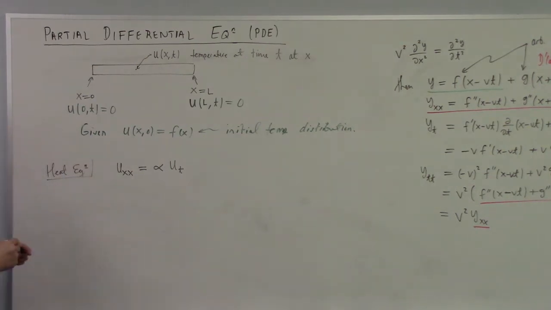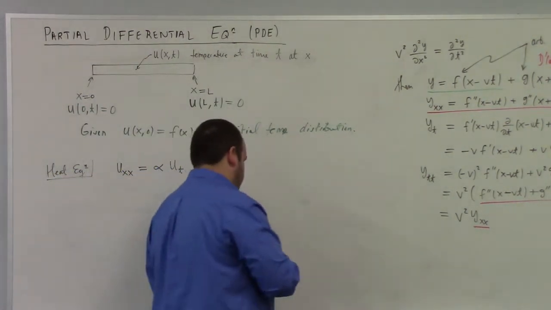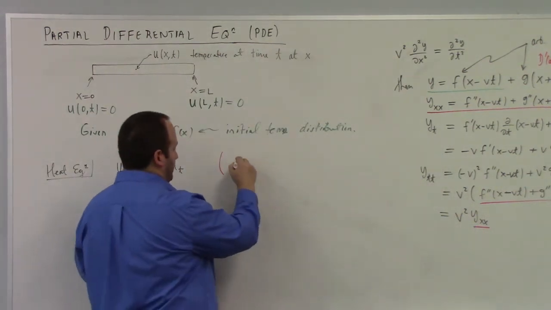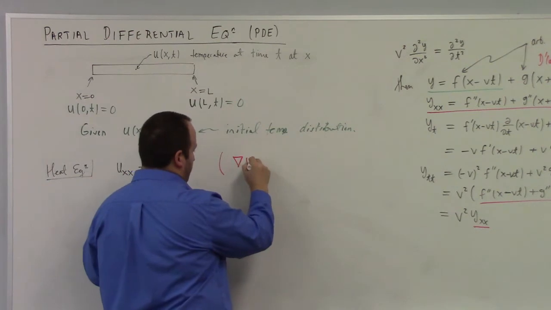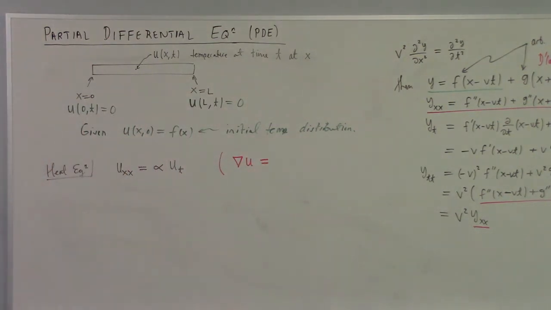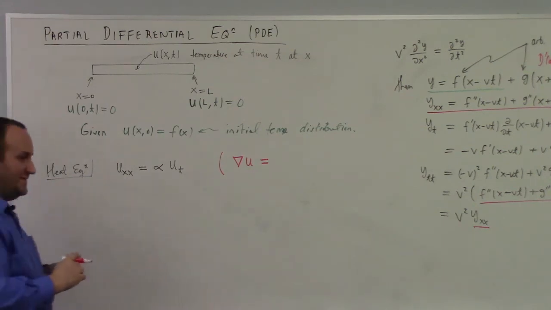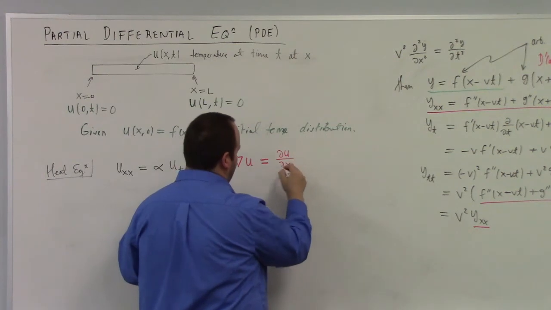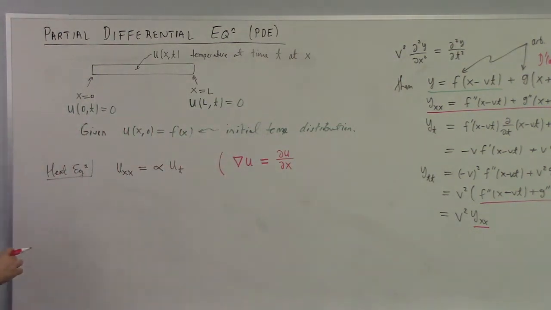Let me hazard an explanation for why this is the heat equation and what it's describing. So in one dimension, the gradient of u is, well, it's a one-dimensional gradient, kind of dumb. It's just partial u, partial x. I'm talking about the spatial gradient. And so what does that describe? That describes the change in temperature as a function of x, right?